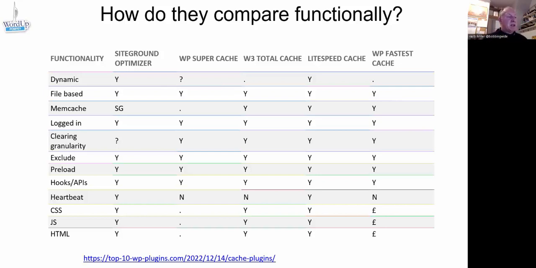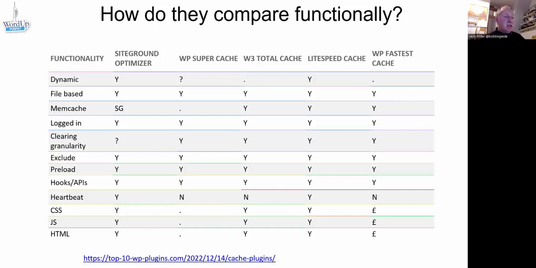And then there's other functionality that you want to deliver for your what they call core web vitals. You might want to reduce your CSS, JavaScript, and HTML that's been delivered by minimizing, compressing, and combining. So some of the cache plugins provide that. Some of them provide it for free, and others provide them in the premium version of the plugin.